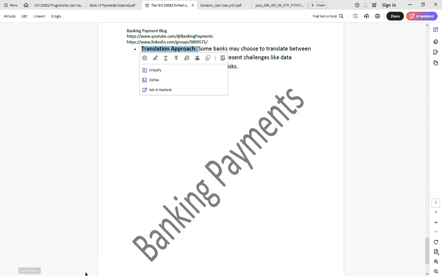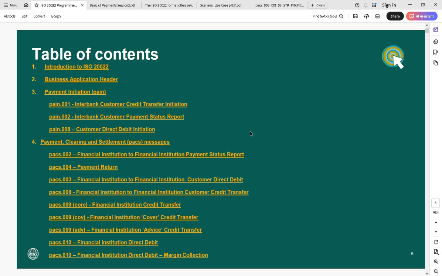Apart from this, I just now opened one PDF, and we are going to study that one. For example, this is the PDF. This PDF is a Swift PDF, which is an explanation of each and every message of ISO 20022.